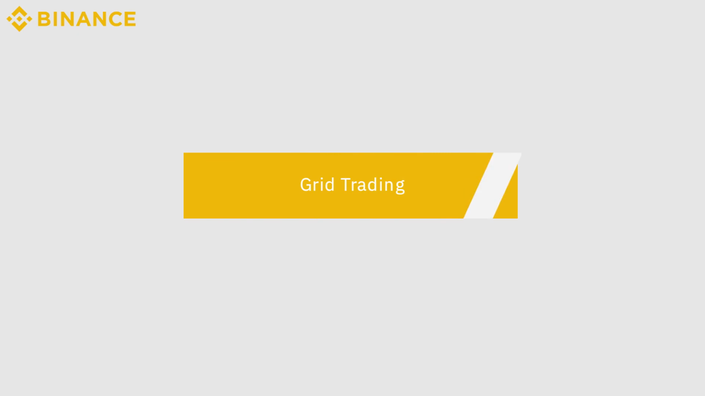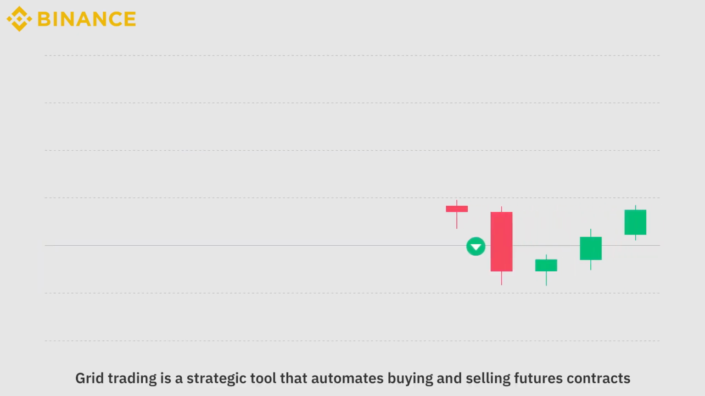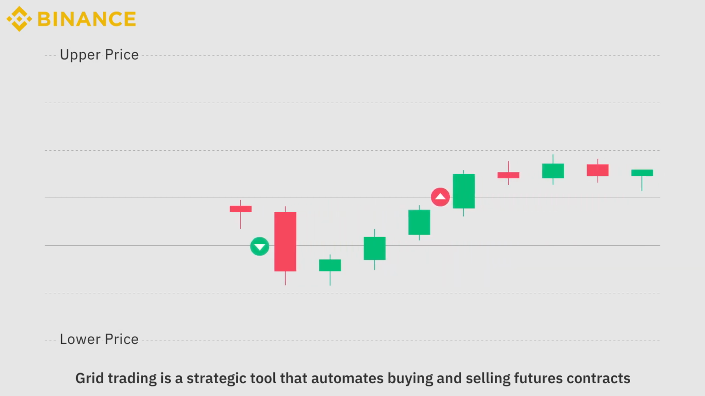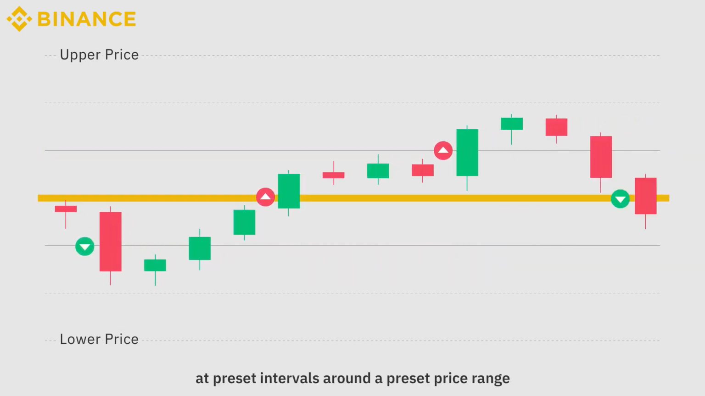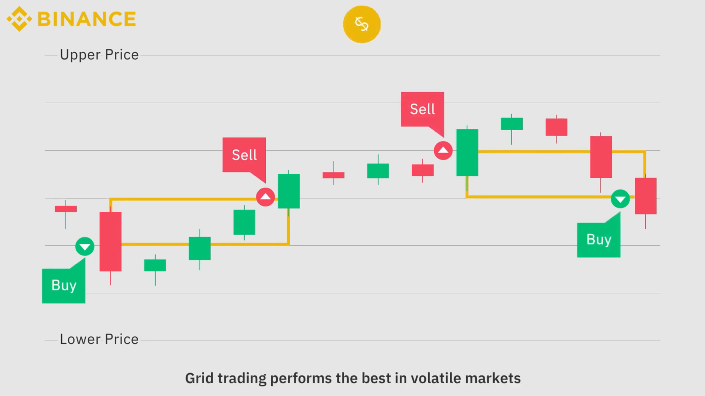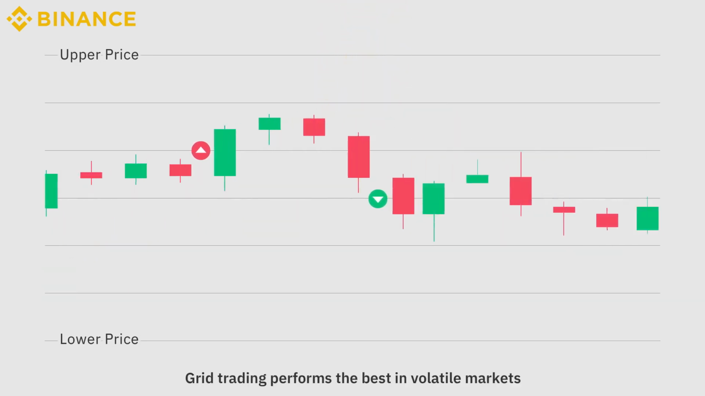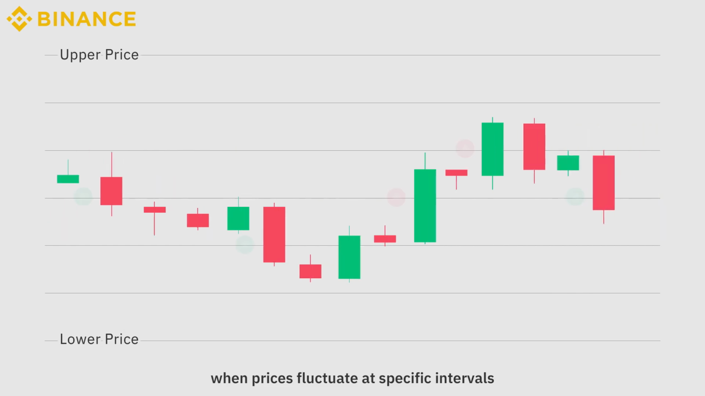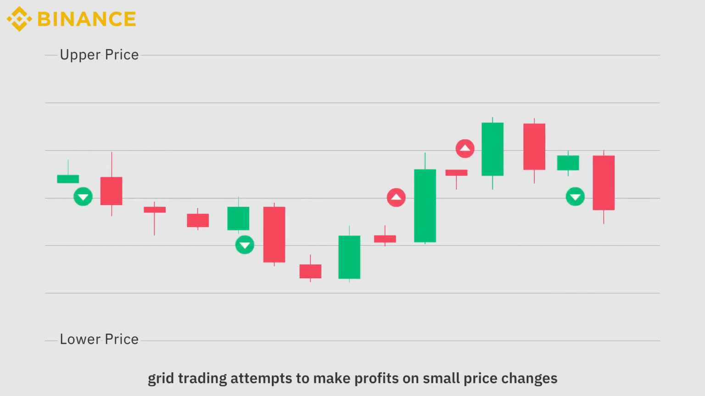Grid trading. What is grid trading? Grid trading is a strategic tool that automates buying and selling futures contracts at preset intervals around a preset price range. In this way, it constructs a trading grid. Grid trading performs the best in volatile markets when prices fluctuate at specific intervals. Essentially, grid trading attempts to make profits on small price changes.